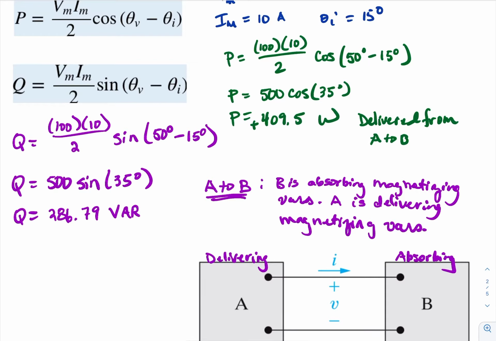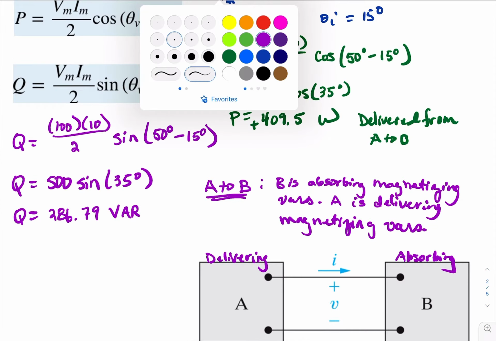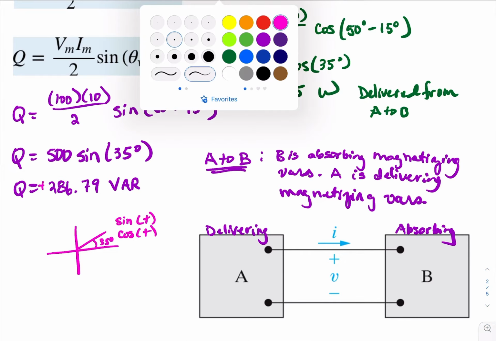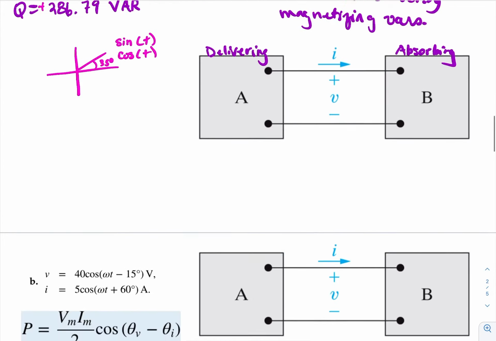I also want to mention, just real quick, that if we look at where we fall here, 35 degrees falls here, so our sine would be positive, and our cosine here would also be positive. So that checks with the values that we got. All right, let's move on to part B.